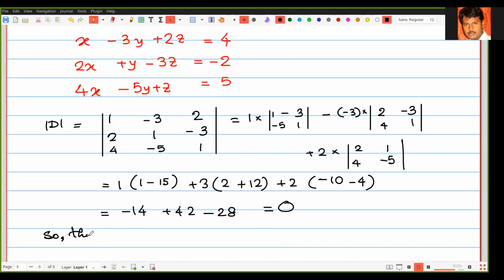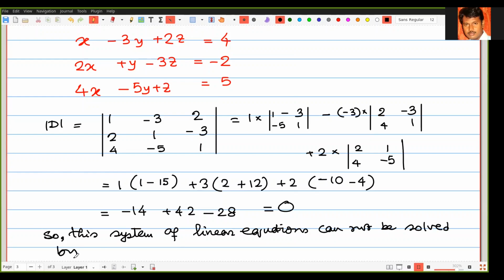So this system of linear equations cannot be solved by Cramer's rule.